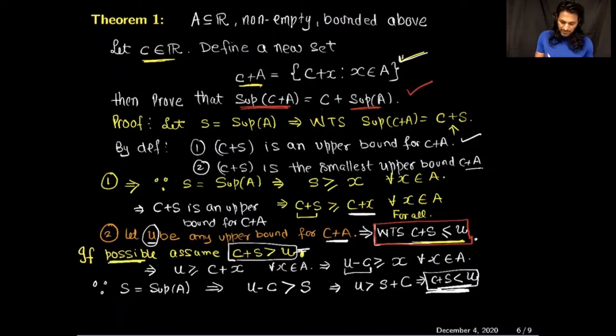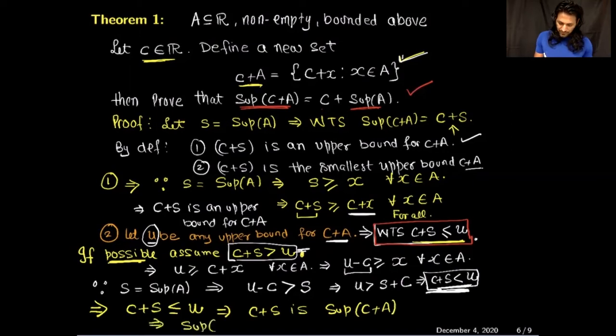So if it's not possible, this implies C plus S is always less than or equal to U, because C plus S cannot be greater than U. So this implies C plus S is the smallest upper bound, or the sup of that set C plus A. In other words, the sup of C plus A is equal to C plus S, or in other words, C plus the sup of A, because S is denoted as the sup of A. So this completes the proof of our first theorem.